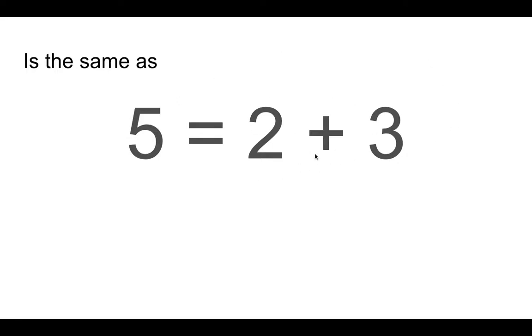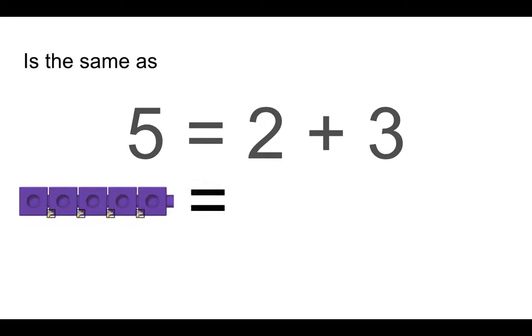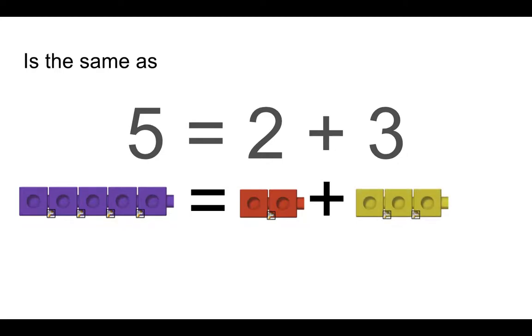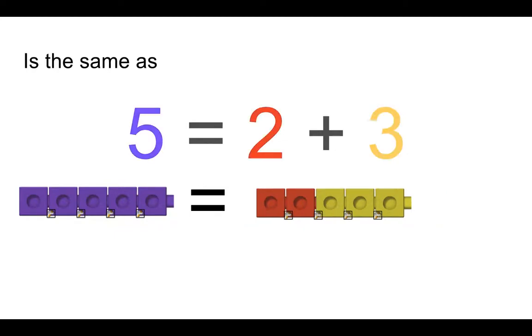So let's use some cubes to explore that. If I have 5 purple cubes on one side to represent the 5 on the left-hand side of the equal sign, then I can put on the other side 2 red cubes plus 3 yellow cubes. What I want to look at is, if I put the 2 and 3 together, is it going to be the same as 5? When I put that together, yes, in fact, it is the same. I have 5 over here, and I have 5 over here. So 5 is the same as 2 plus 3.